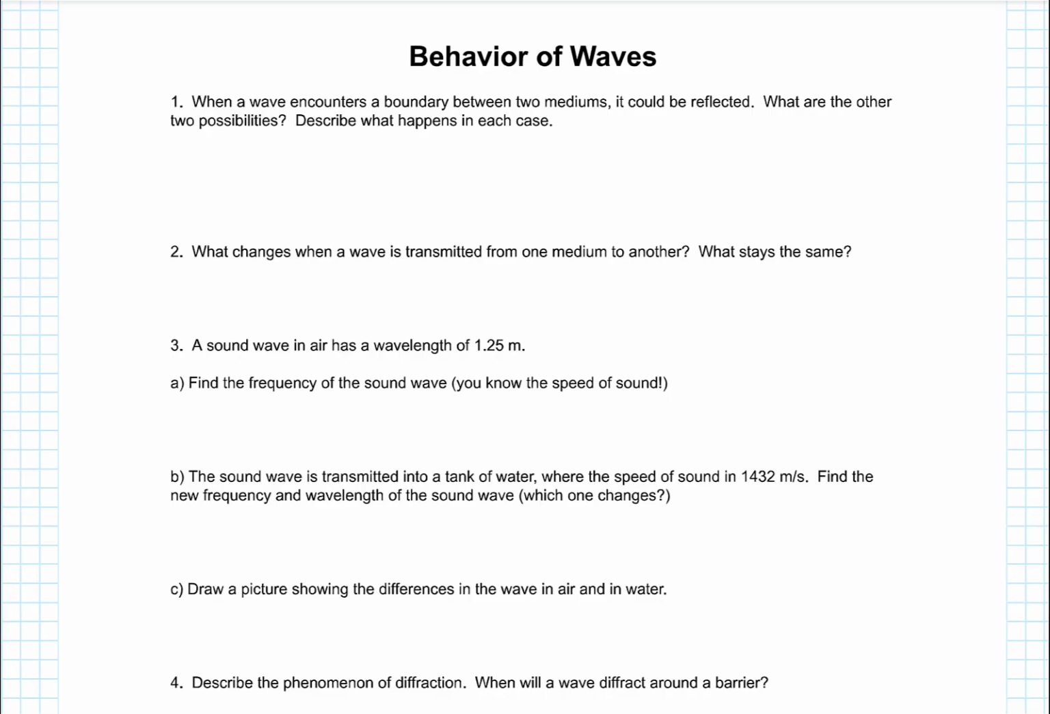All right, so here's our wave behavior thing. The first thing's asking about what happens when a wave encounters a boundary between two mediums. As that wave comes in, as that incident light comes in, one of the possibilities is that it's reflected, so that's the first one. The second one is that it's transmitted or refracts.